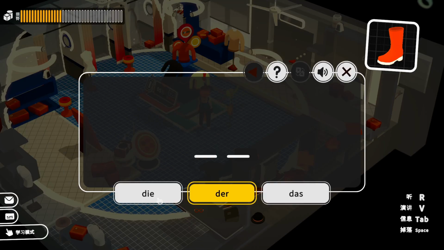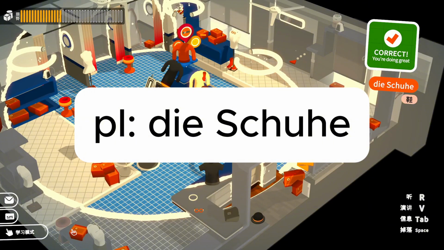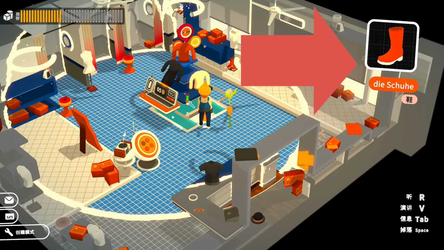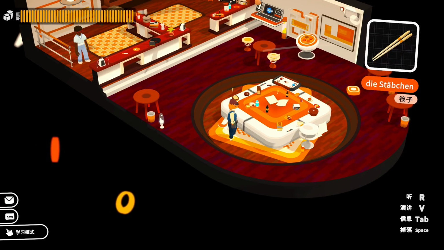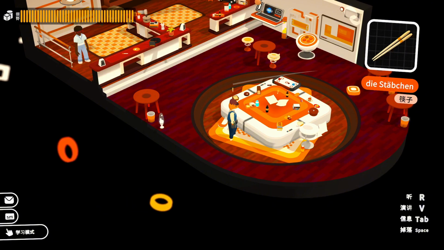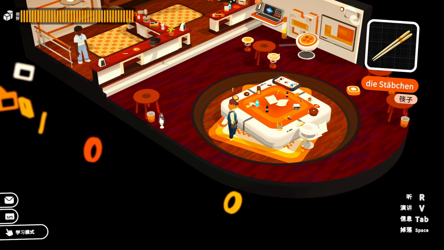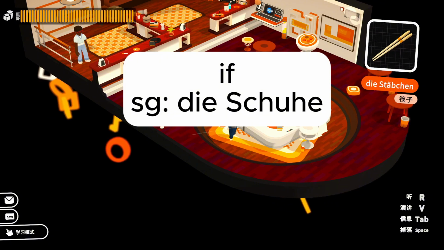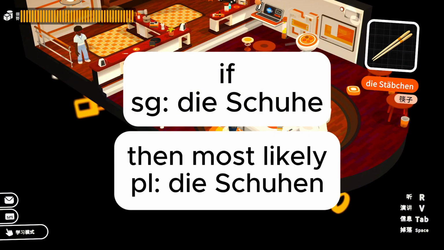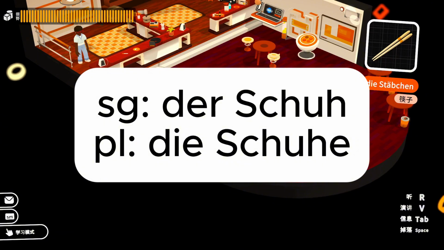However, Noun Town presents that word as die Schuhe. Die Schuhe is the plural form. However, this game only shows one shoe. Maybe you think it's not a big problem, but I can tell you why it's important not to mix singular form and plural form. It's because gender also plays a role in plural building in German. When the learner assumes that the singular form is die Schuhe, they may assume that the plural building is die Schuhen. However, this is not correct. The correct form is der Schuh, die Schuhe.